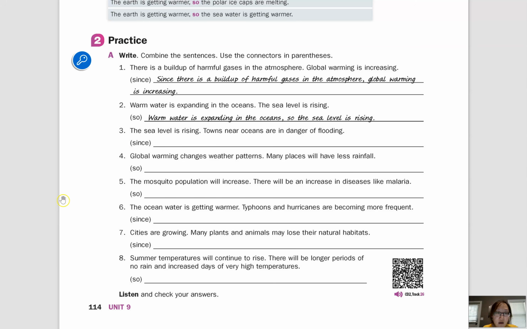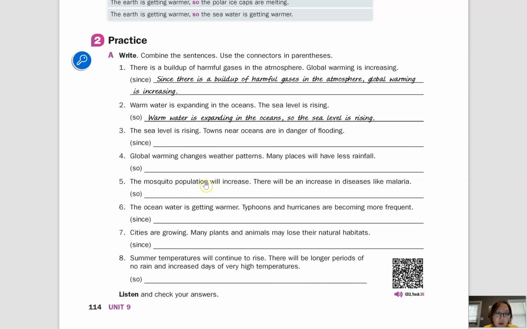Okay, so let's look at number 3. Instead of since, we're going to use so. So the sea level is rising, so towns near oceans are in danger of flooding. And then number 4, instead of so, we will use since. Since global warming changes weather patterns, many places will have less rainfall, or many places will have less rainfall since global warming changes weather patterns. Number 5, we're going to use since instead of so.